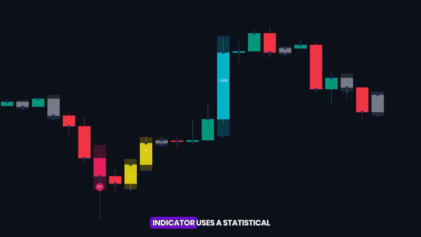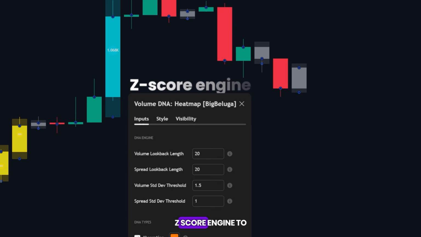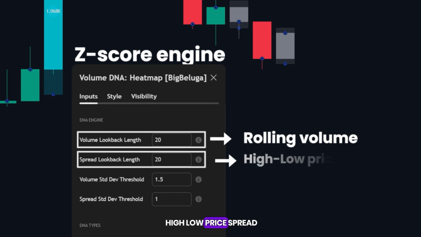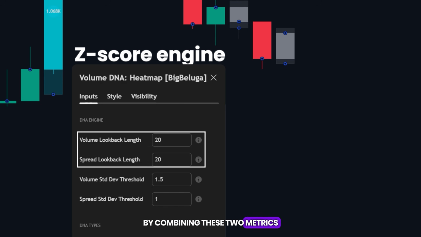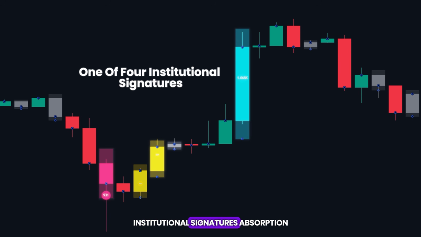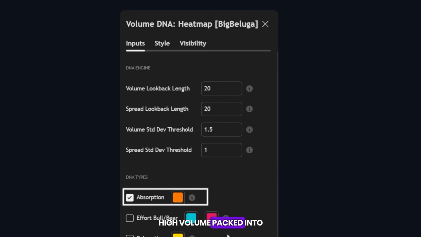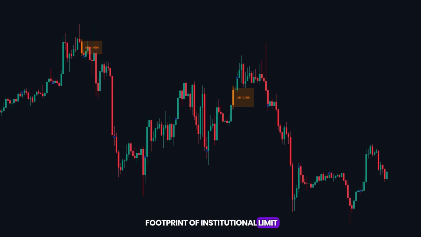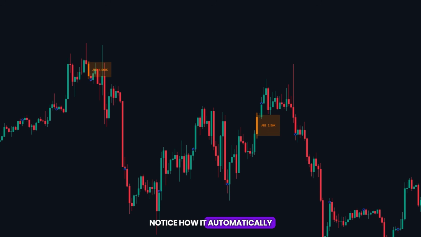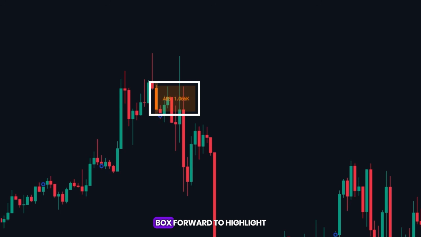At its core, the indicator uses a statistical Z-score engine to evaluate two things: rolling volume and the high-low price spread. By combining these two metrics, it categorizes every single bar into one of four institutional signatures. Absorption, high volume packed into a narrow price spread. This is your classic footprint of institutional limit orders soaking up market flow, often marking major support or resistance zones. Notice how it automatically projects a liquidity cloud box forward to highlight where those orders are resting.